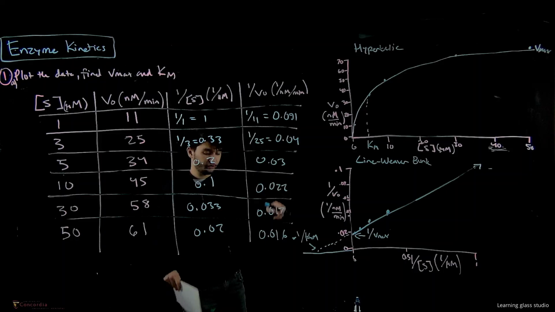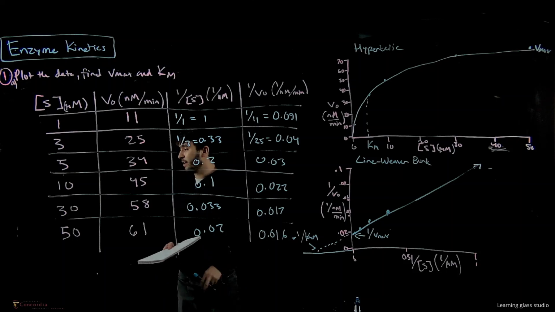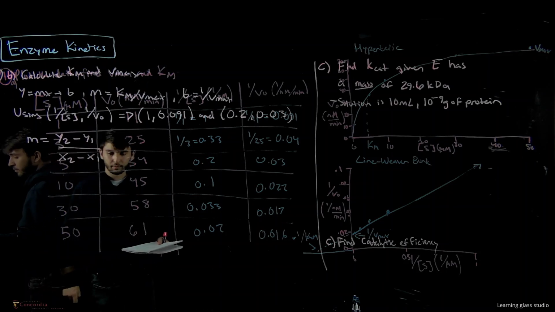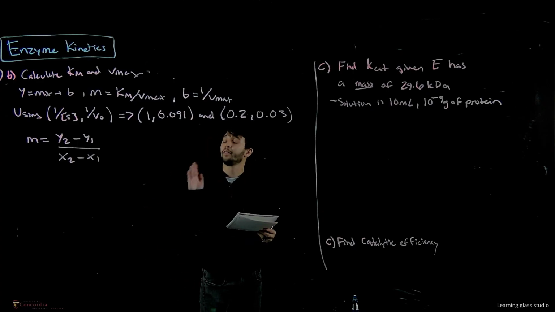And remember, the slope here is going to be Km over Vmax. So now we can do some calculations next and figure out what Km is and what Vmax is. Continuing with the same problem, now we're asked to calculate Km and Vmax.